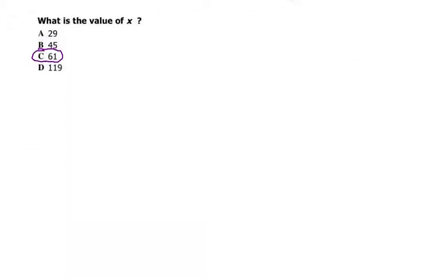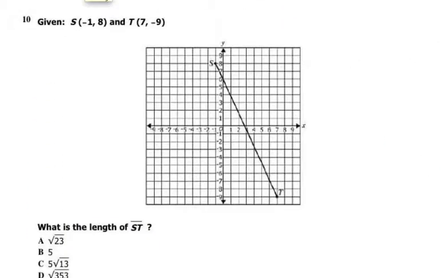Number 10. Given S is -1, 8, and T is 7, -9, what is the length of ST? We need to do the distance formula. Square root of y2 minus y1, so -9 minus 8, squared plus 7 minus -1. Okay? -9 minus 8 is going to be -17.